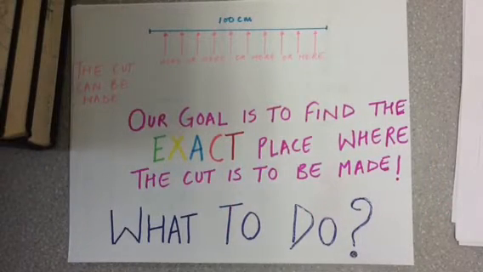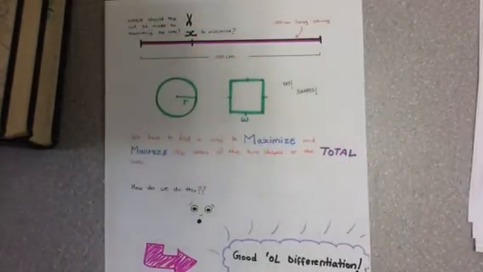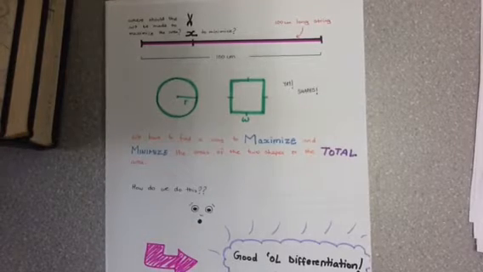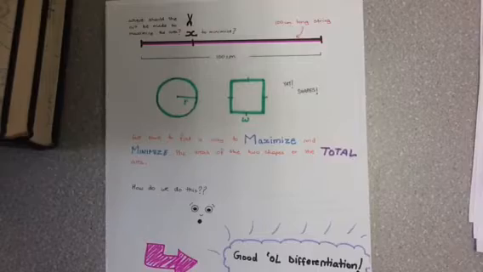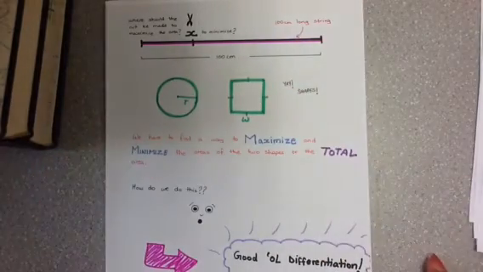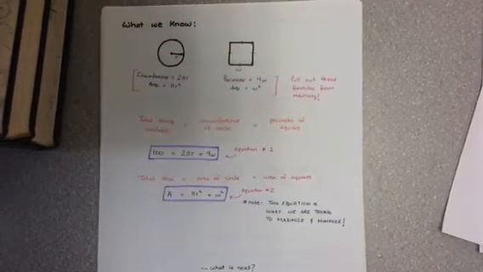But there are so many ways the wire can be cut. Our goal is to find the exact place where the cut should be made. What should we do? Here is a quick visual of the problem. We have to find a way to maximize and minimize the total area of the two shapes. How do we do this? Good old differentiation. Let's begin with what we know.